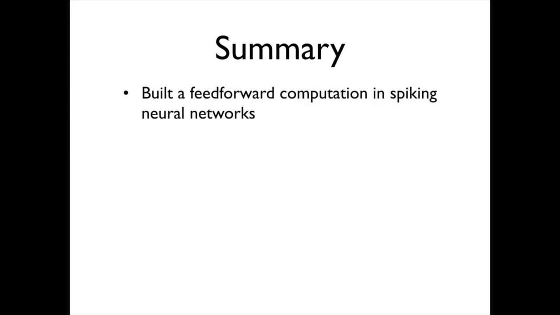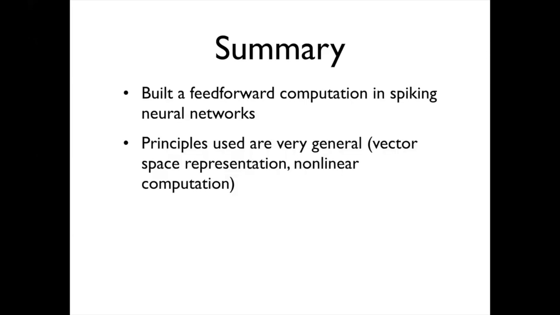So now we're basically done, everything that we wanted to cover about principles 1 and 2. To just quickly summarize what we've seen, we saw how to build feed-forward computation in spiking neural networks. And we just ended on a couple of examples where those computations are pretty much arbitrary. They could be linear or nonlinear. We actually saw how to learn them as well.